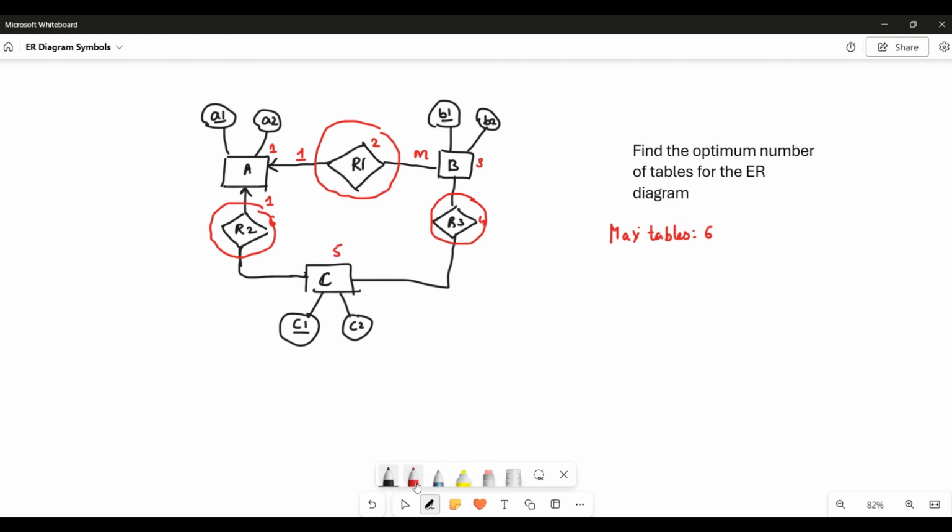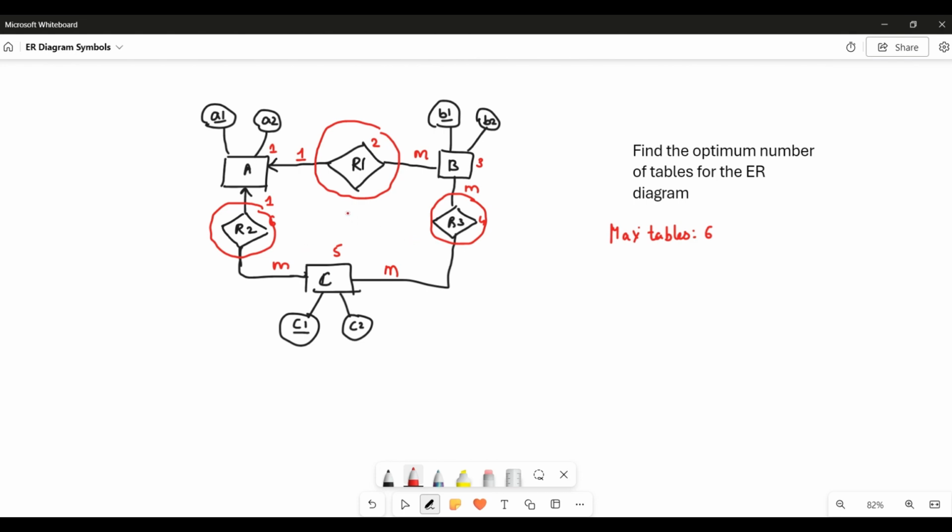Now, what is the relationship between A and C? It is 1 to many. And what is the relationship between B and C? It is many to many. All right. The first step is to identify the relationships and their types, which we have done.